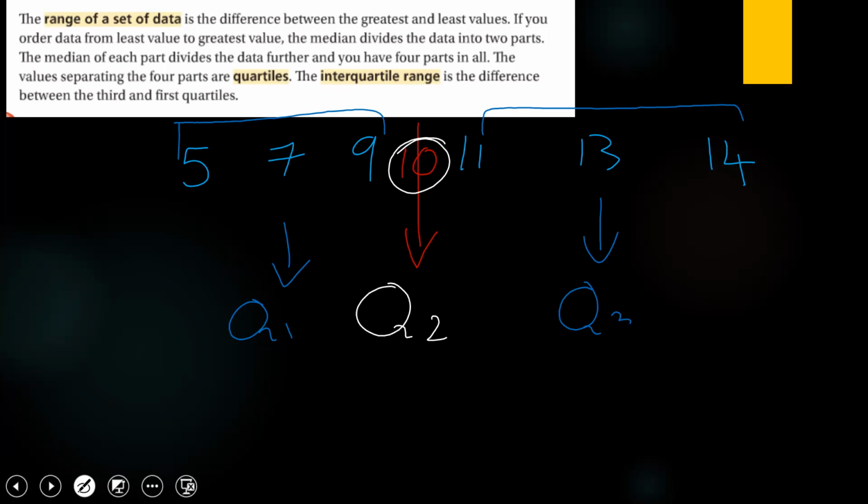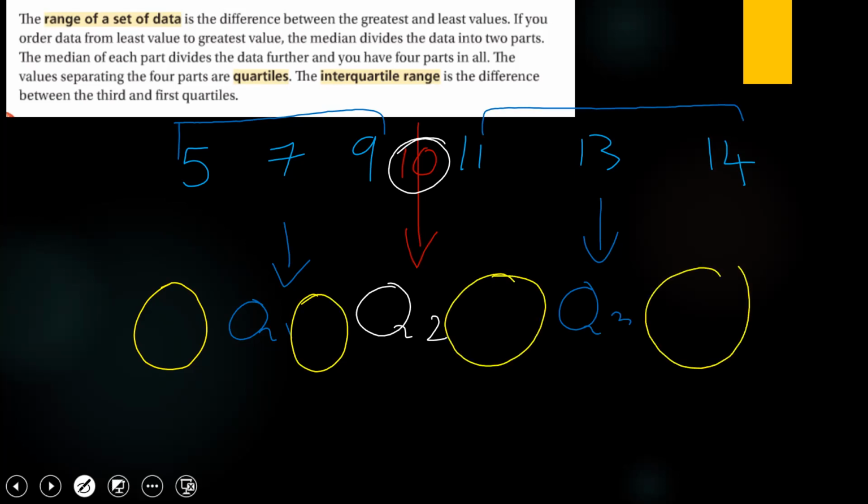Okay, so Q2 is the median of the whole data. Q1 is the median for the first half. And Q3 is the median for the second half. Now this Q1, Q2, Q3, we name it first quartile, second quartile, third quartile. As you see, these quartiles divide the data into four equal quarters. This is the first quarter, this is the second quarter, this is the third quarter, and this is the fourth quarter.